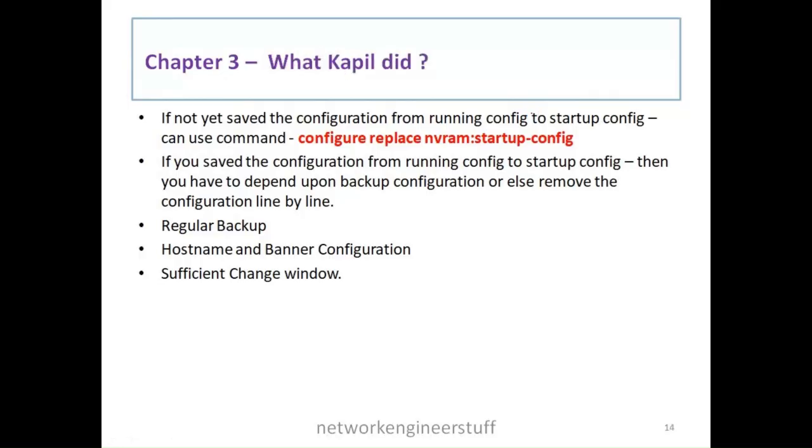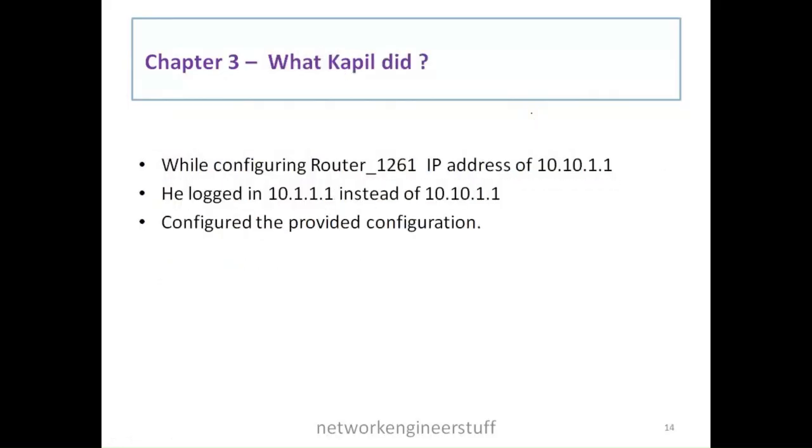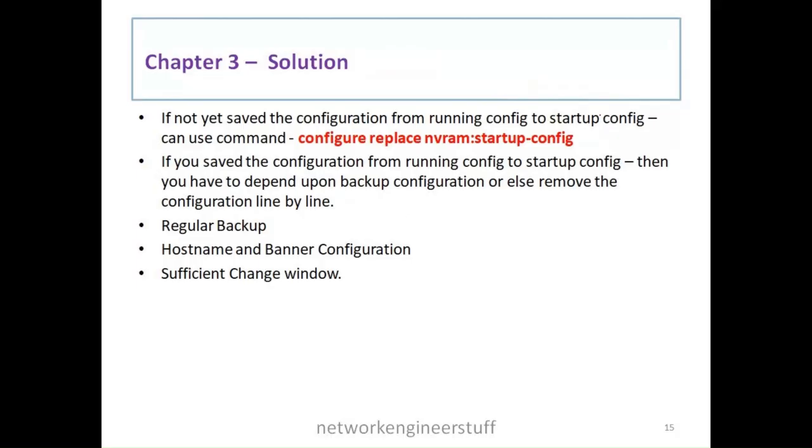This is what I have mentioned here, that while configuring the router 1261, he basically logged into 1621. And the IP address he logged in with was 10.1.1.1. So this is a human error, guys. He logged into the wrong router and pasted the configuration. So the available solution, what I've told you, is this: if he has not yet saved the configuration, that is, has not yet copied the configuration from running configuration to the startup configuration, he can use this command.